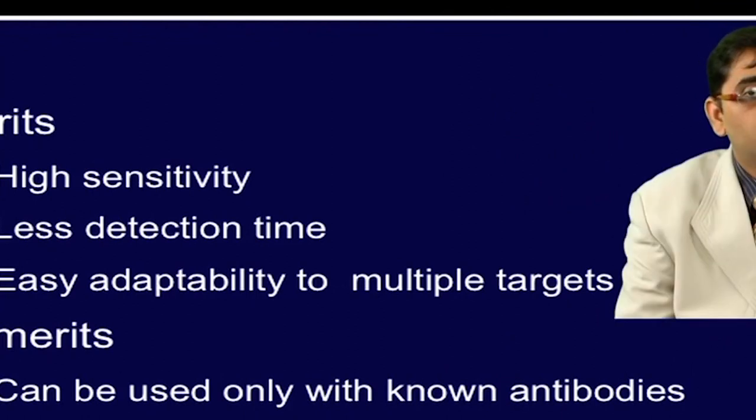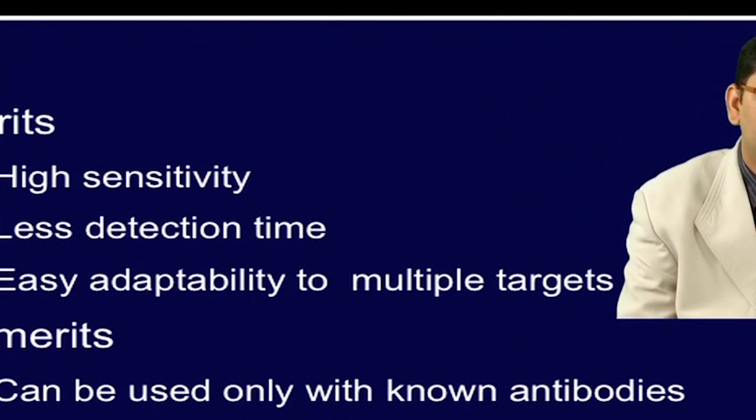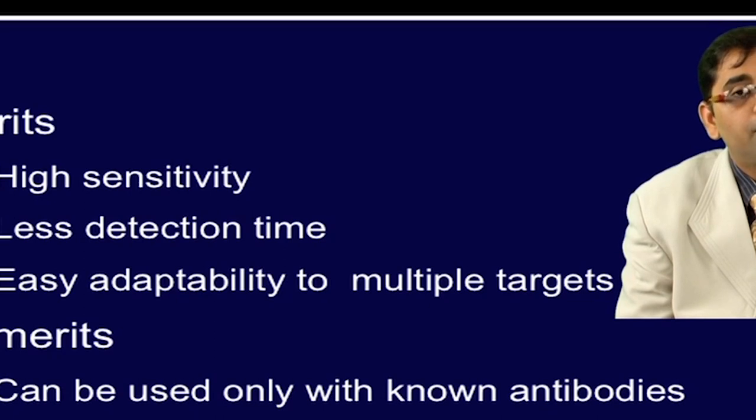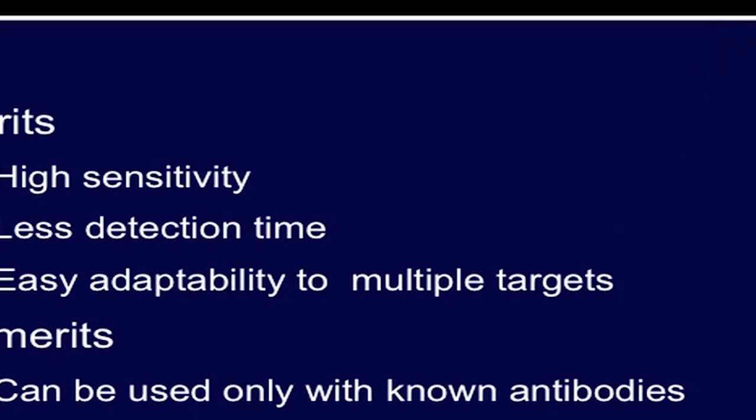The nanoparticle based biobarcodes offer various advantages. The merits include high sensitivity, less detection time, and it can be easily adapted to multiple protein targets. The demerit of this method is that it can only be used with known antibodies. Therefore, the number of antibodies as well as good quality of antibodies is one of the limiting factors for performing the nanoparticle based biobarcode assays. In fact, the same is also true for many applications in proteomics which also require antibodies.